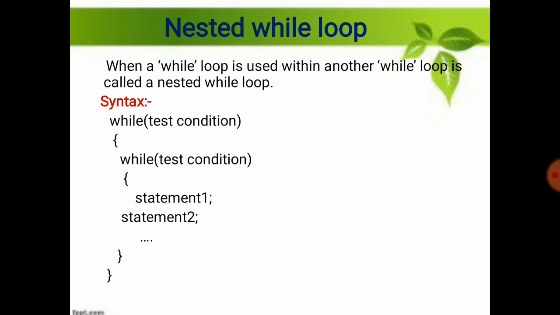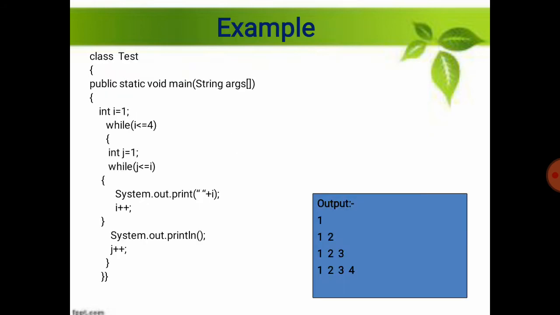Now the next loop, nested while loop. When a while loop is used within another while loop, it is called a nested while loop. The same way, I have taken the same example as the for loop, but in the while loop we have three things: initialization before the loop, then the test condition, and within the loop we increase the value. So here again, i is equal to 1. I have taken the condition j <= i.